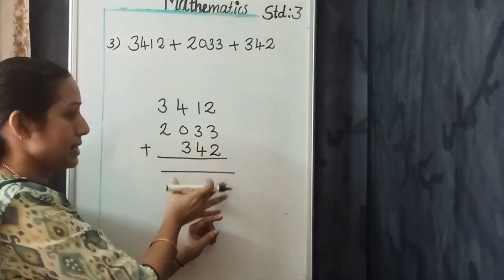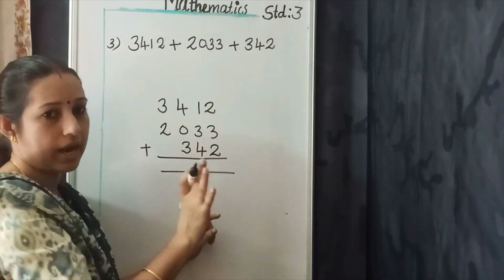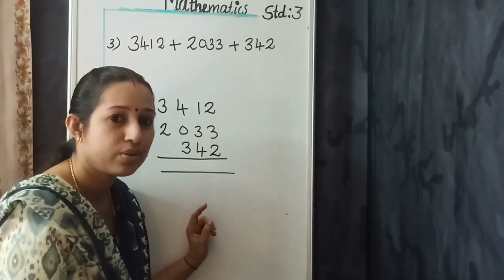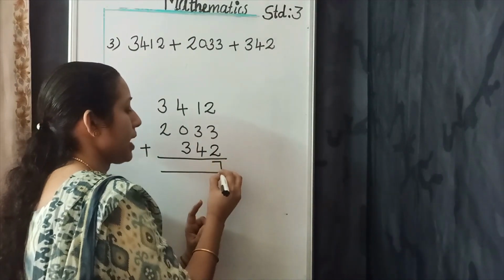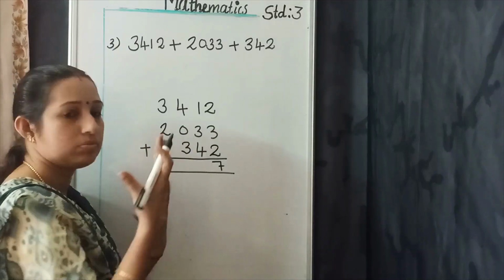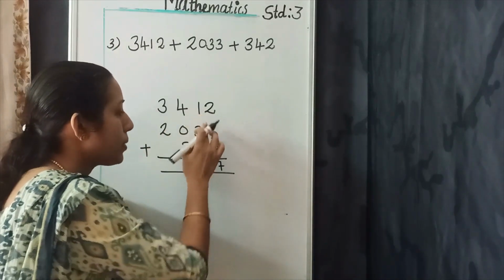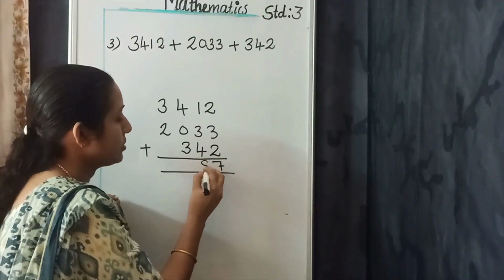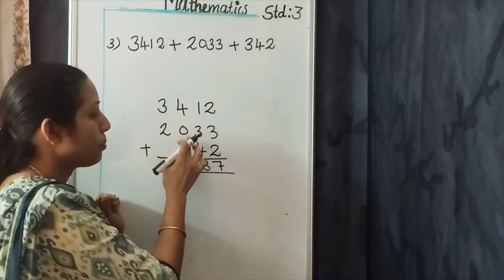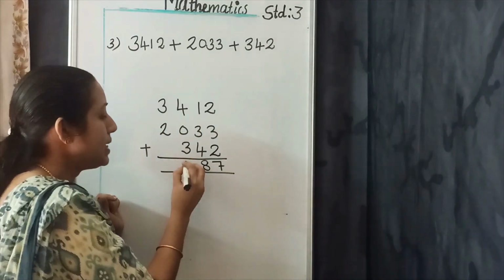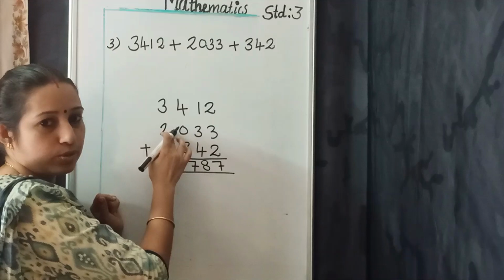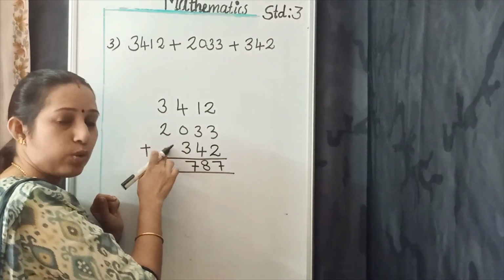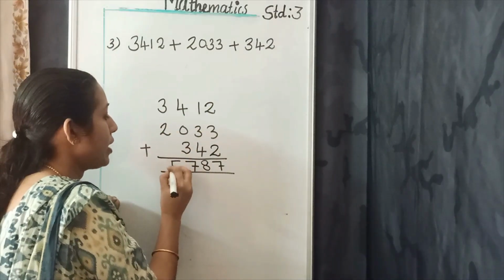After we arrange in the vertical addition method, we add: 2 plus 3, 5. 5 plus 2, 7. 7 we write in the ones place. Only one digit, no need to regroup. Then 1 plus 3, 4. 4 plus 4, 8. Next 4 plus 0, 4 plus 3, 7. Next 3 plus 2, the thousands place. Any digit in the thousands place of 342? No, means 0. So 3 plus 2, 5.